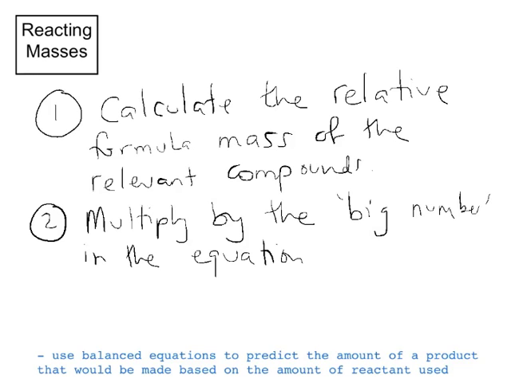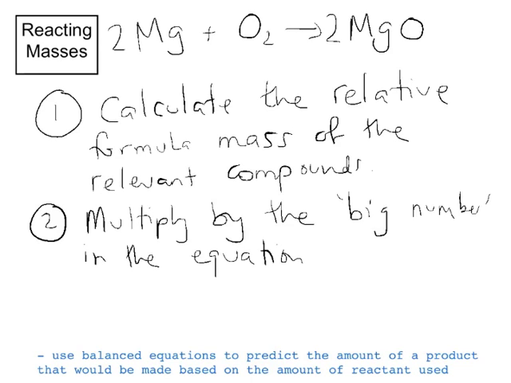So in the magnesium oxide one, we had magnesium plus oxygen going to make magnesium oxide, and we balanced it with 2 magnesium and 2 magnesium oxides. So the big number, I mean, is this 2. So once you've worked out the relative formula mass of, say, the magnesium oxide, you would multiply that then by 2 to give you your ratio of magnesium to magnesium oxide, if you like.